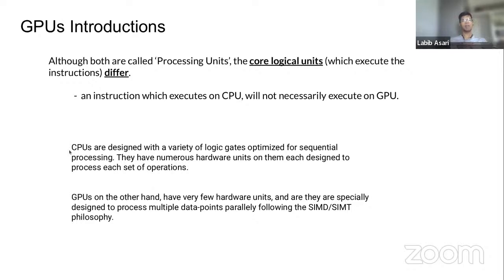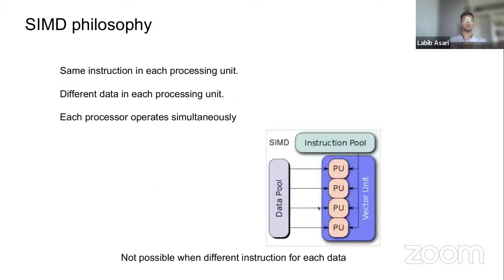On the other hand, GPUs have very few hardware units because they are not expected to execute any instruction that is given to them. They are specifically designed to execute instructions which follow the SIMD philosophy. SIMD stands for single instruction, multiple data, which means that GPUs are only good when we have an instruction which follows the SIMD philosophy. So what is the SIMD philosophy?